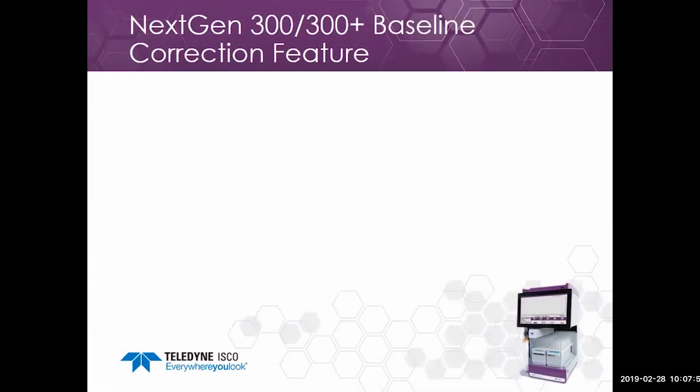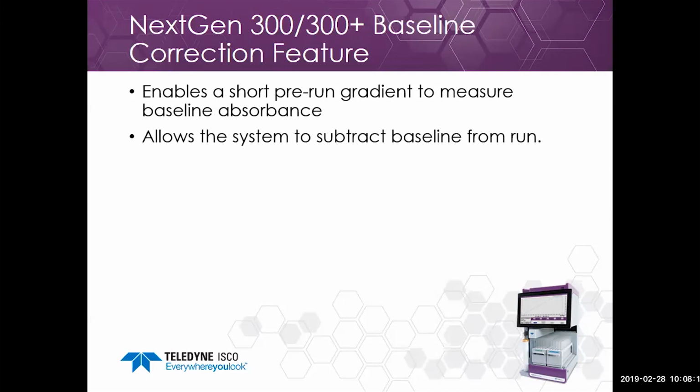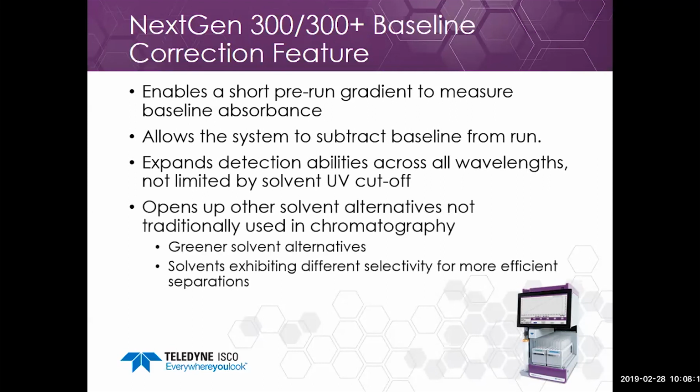One of the features that's available on our NextGen series of lines is the baseline correction feature. What this does is it enables a short pre-run gradient to measure baseline absorbance and allows the system to subtract baseline from the run. This expands the detection abilities across all the wavelengths, and you're not limited by a solvent UV cutoff. And it allows other solvent alternatives to be used that traditionally haven't been used in chromatography before because of their conflicting UV spectrums.